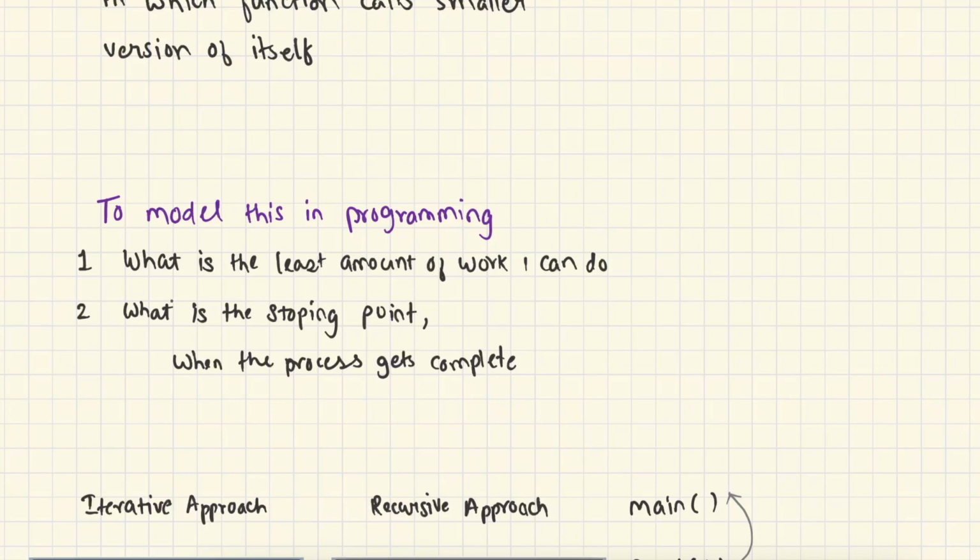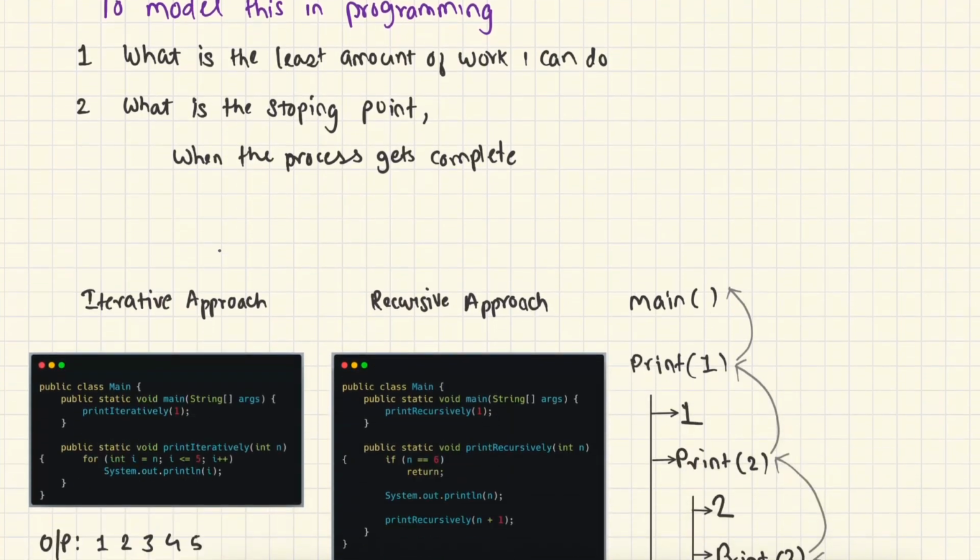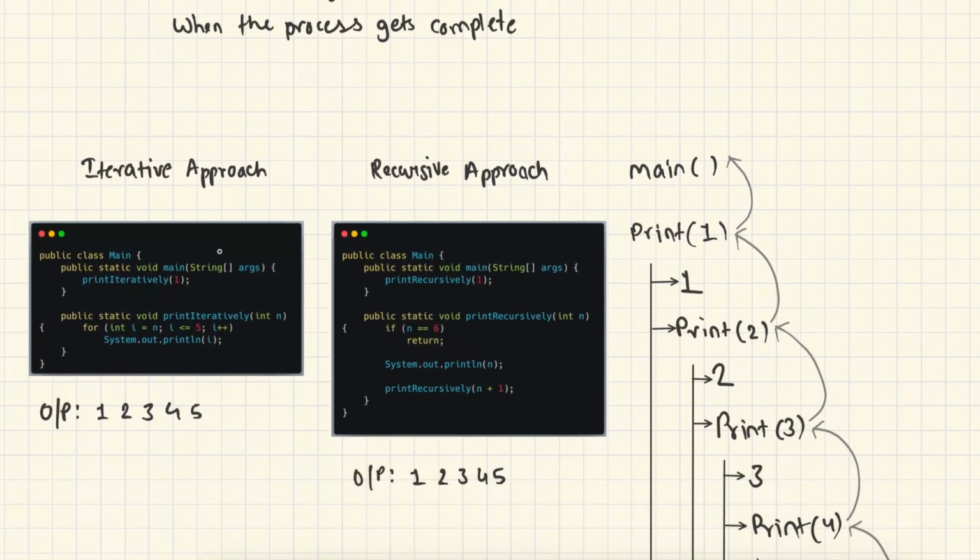And the second thing, we want to know what is the stopping point of our process. We call this a base condition also. So in recursion, we want to know two things. First, the least amount of work we can do, and second, a base condition or a stopping condition where we need to stop the process. Now let's understand this concept with a programming example.